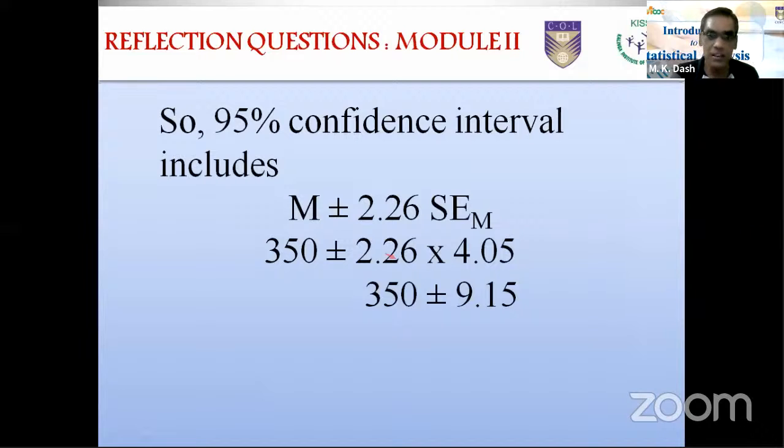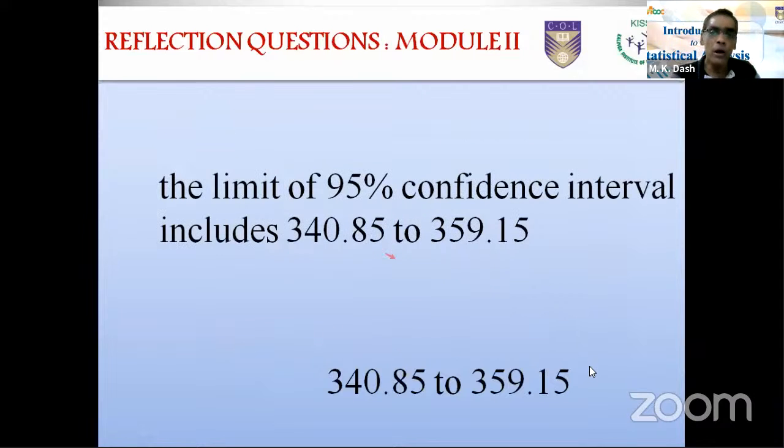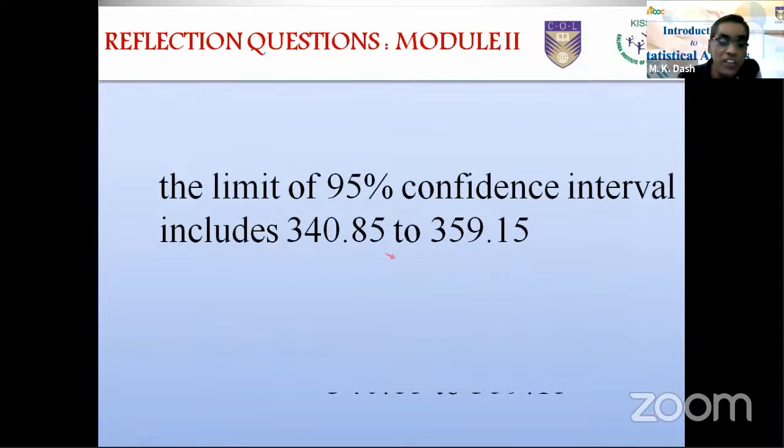So the range is 350 plus minus 9.15. That is 350 minus 9.15, 350 plus 9.15. So this is where you will get exactly what the range is. So our range is 340.85 to 359.15. This is the range you will get. So the limit, the 95% confidence interval, you will be able to find out.